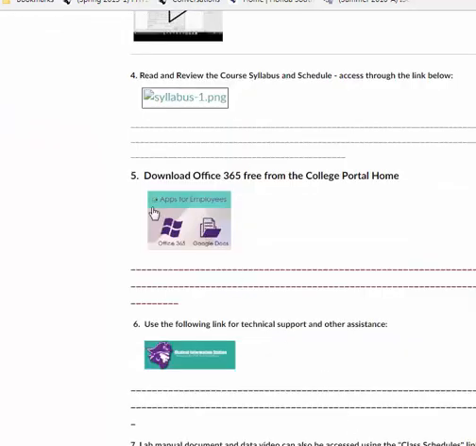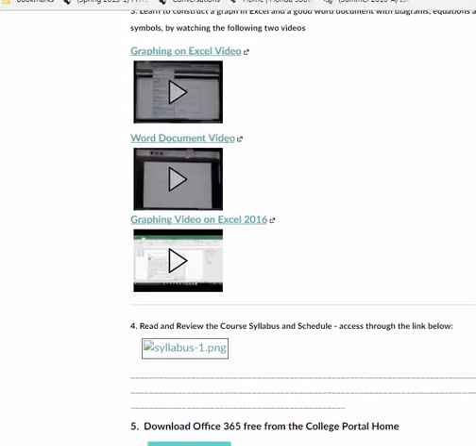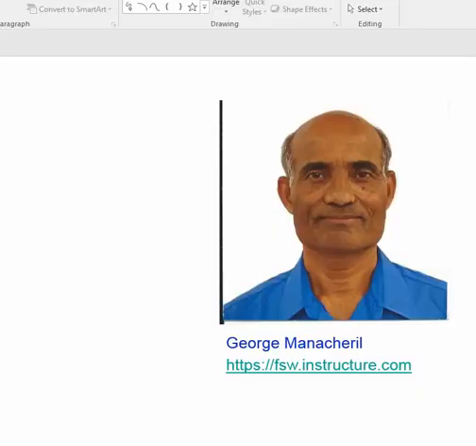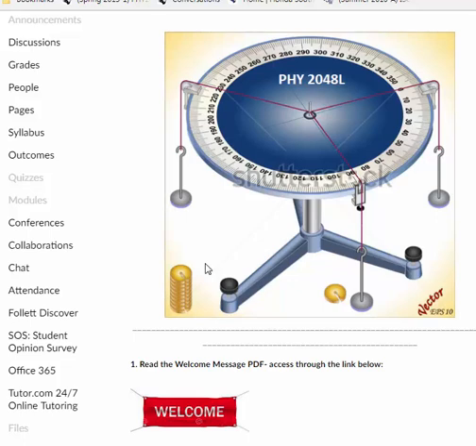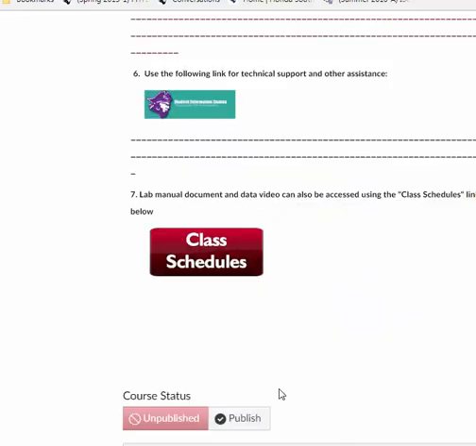And of course, in item 5, you can download Office 365, and that is very important for this course. Once you have done all this, I want you to go to the discussion board and make a posting confirming that you have read the syllabus and watched the introduction video. Once you have done this, it is time to access the class schedule, item number 7.